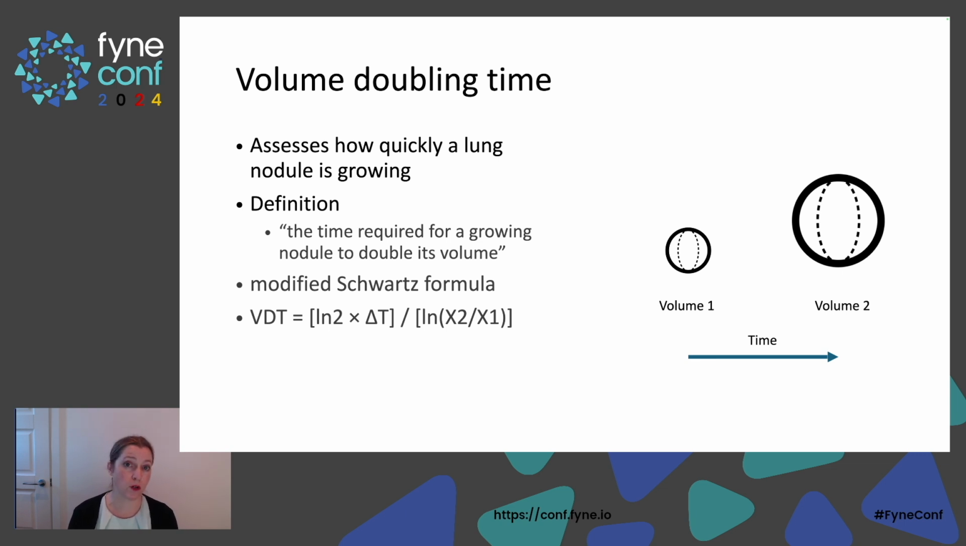And we have a metric called the volume doubling time. It assesses how quickly a lung nodule is growing. If it's growing very, very fast, it's more likely to be benign, maybe something like an infection. If it's growing very, very slowly, it's again more likely to be something benign, something that's been there a long time and less likely to be cancer. So volume doubling times in the middle are very important for us to identify. And we've got a formula, some mathematics that we can do to calculate this.